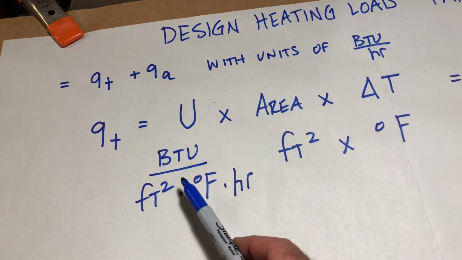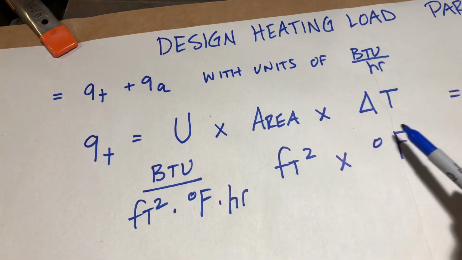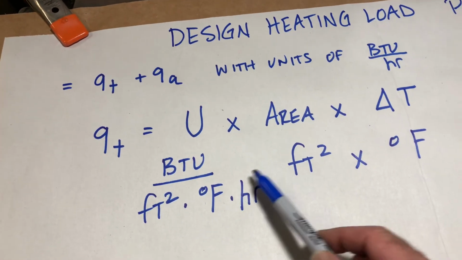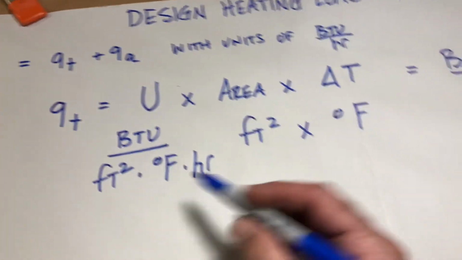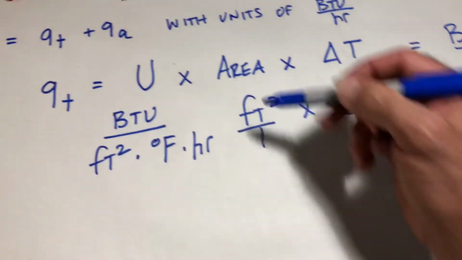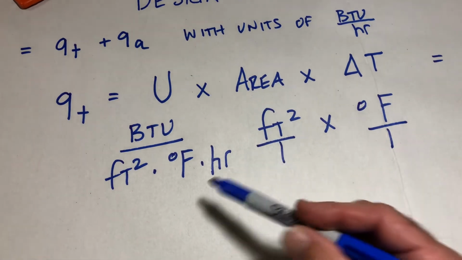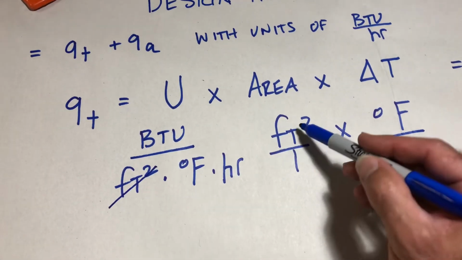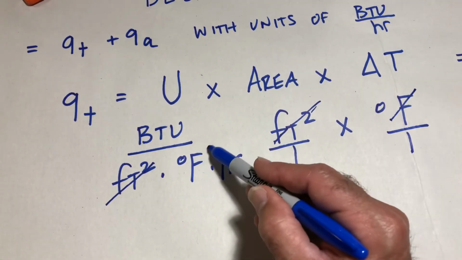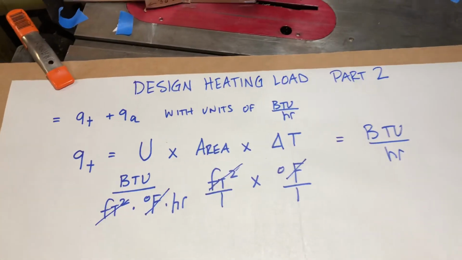So let's look here. Feet square, cancel feet square. Degrees, cancel degrees. We're left with BTUs per hour. So let's scratch those out. Again, you can think of these as being over 1. Okay, if you always think of these units as 2 parts. All right, BTUs. So let's see. Feet square, degrees Fahrenheit, BTUs per hour. That is QT.